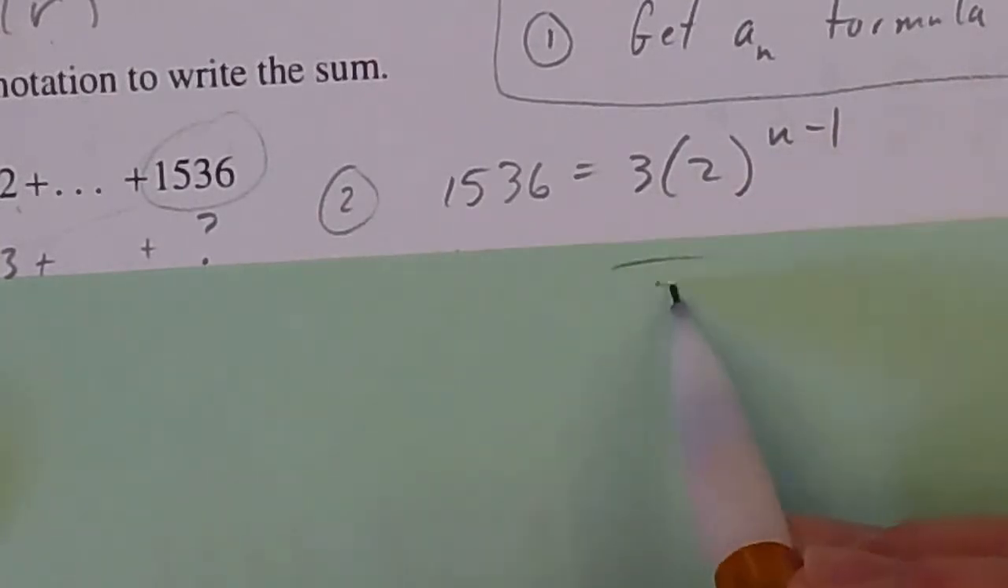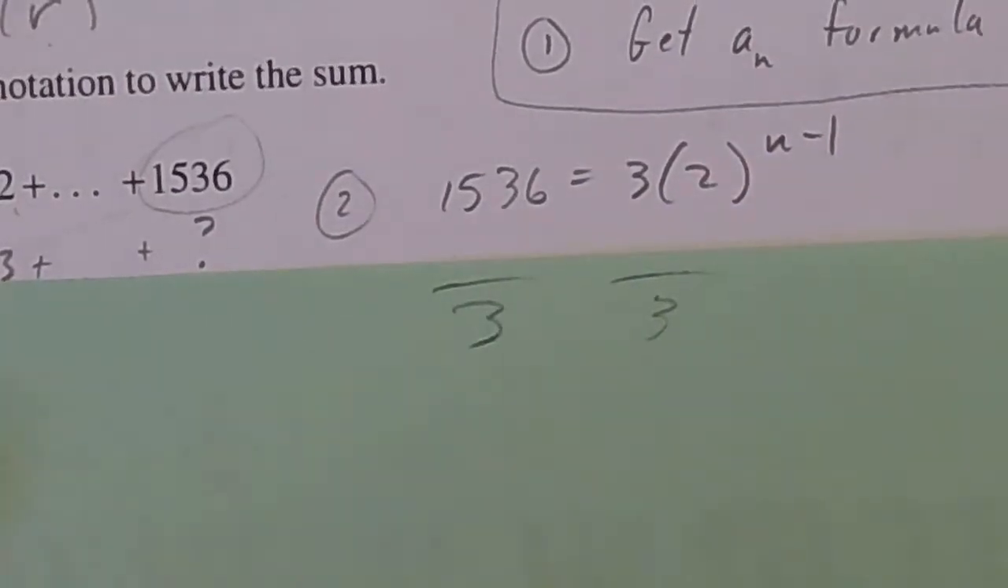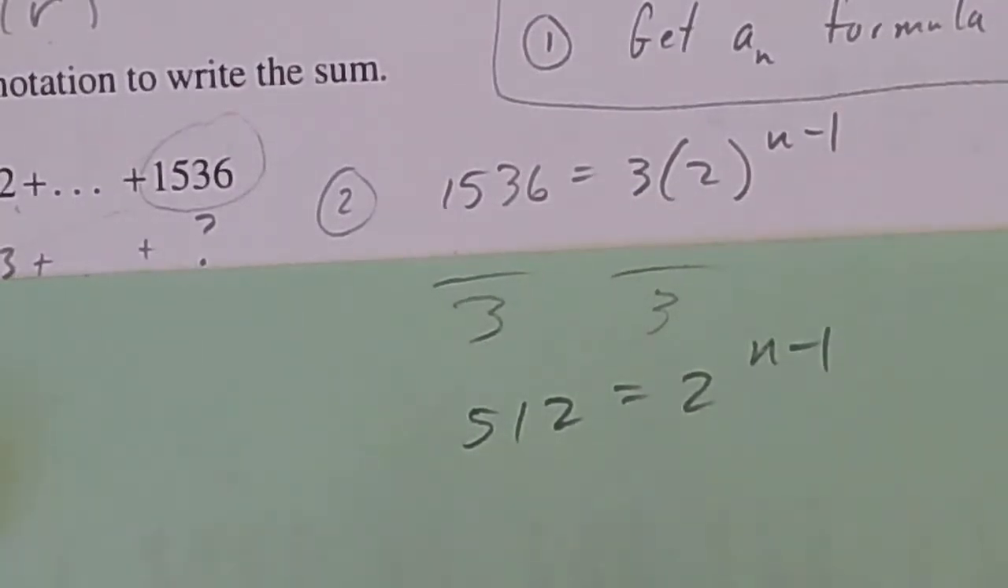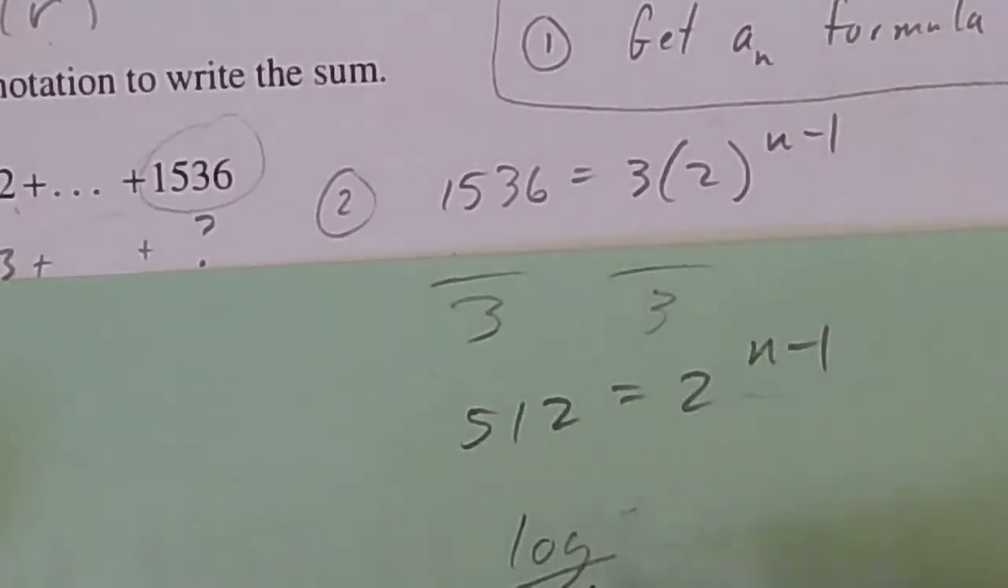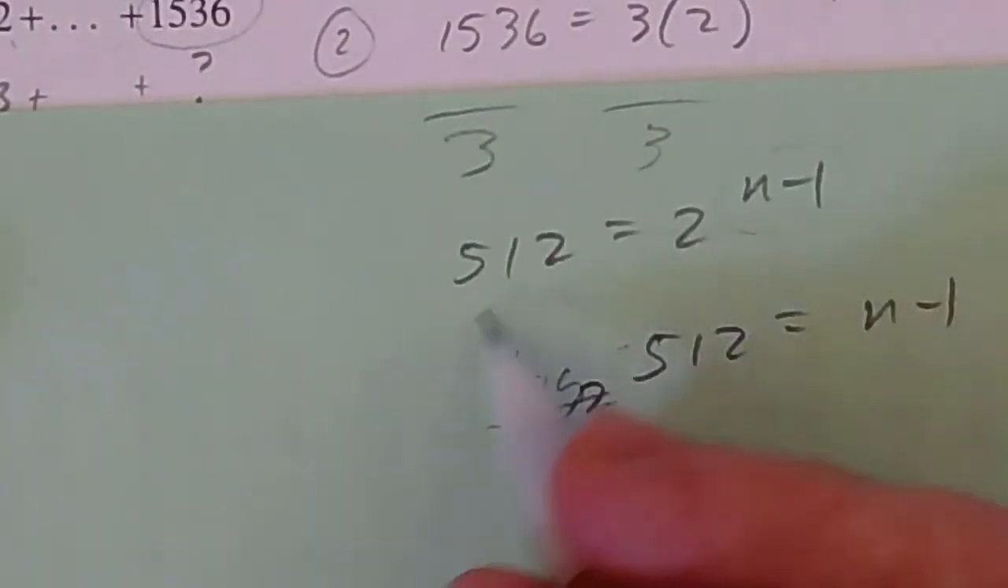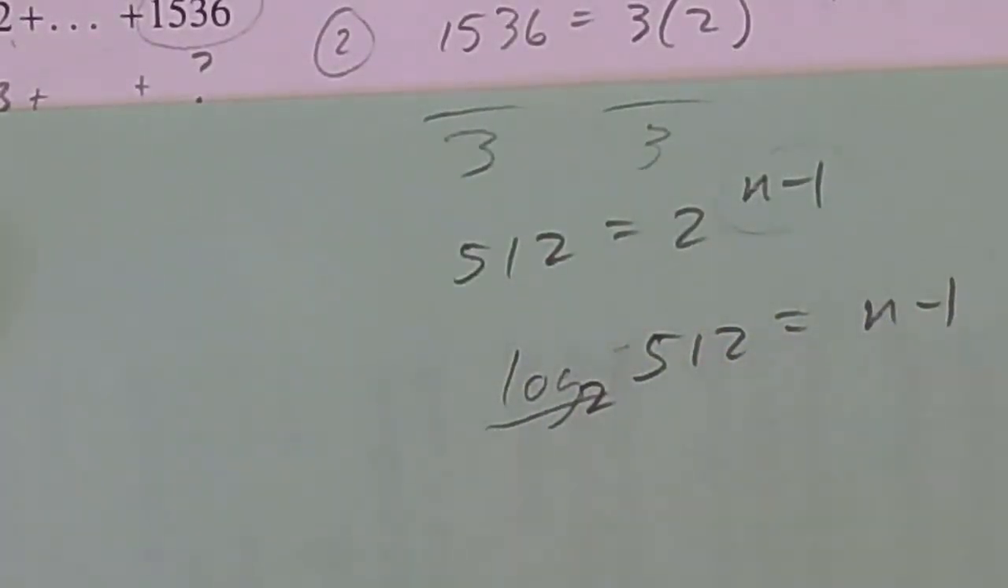We could divide by 3 on both sides. So it's 1536 divided by 3. We get 512. Remember in chapter 3, we had problems like this. To get this out of the exponent, we converted to a log. So I'd say log base 2 of 512 equals my exponent. And then I can go to my calculator, plug that in, and add 1, and I get my answer for n. So if you're comfortable with logs, that's one way to do it.